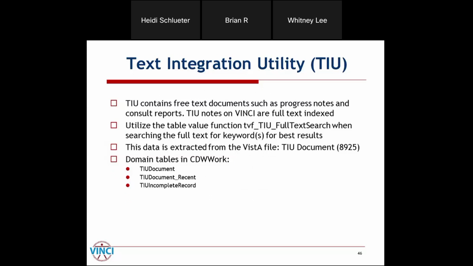The text integration utility, or TIU domain. So this contains free text documents such as progress notes and consult reports. Note that the notes on Vinci are full text indexed to allow for better optimization with your searching. And we recommend you use the table value function, TIU full text search, when searching the full text keywords for best results. This data is pulled in from the Vista file TIU document 8925 and uses these tables.